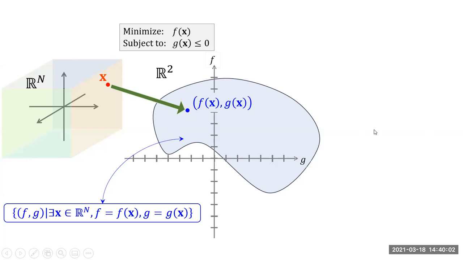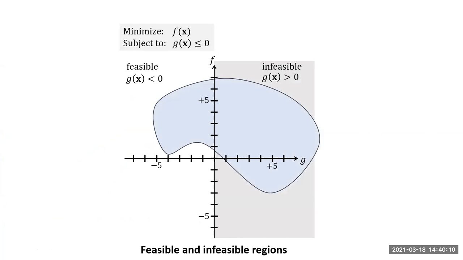Excuse me? Yeah? So f of x need not be convex in this case? No. Okay. And since our constraint is g of x must be less than or equal to 0, this is the g axis, and so g must be less than or equal to 0. So this side is feasible, and the right side is infeasible. That's why I've shaded this part gray, because it's infeasible.